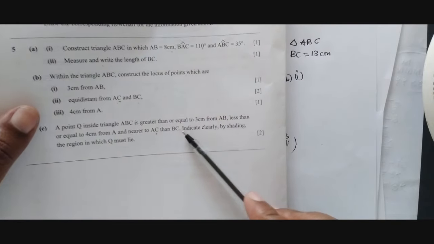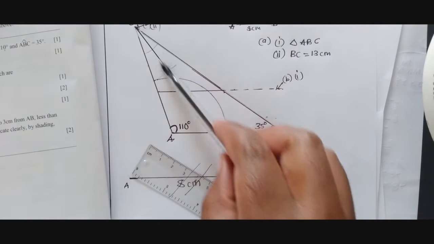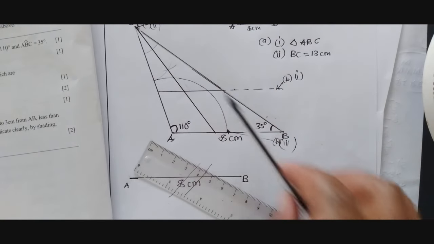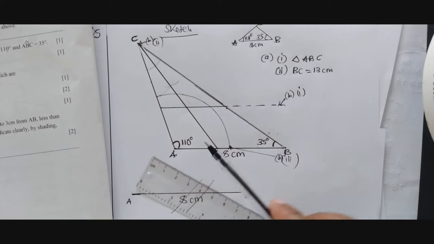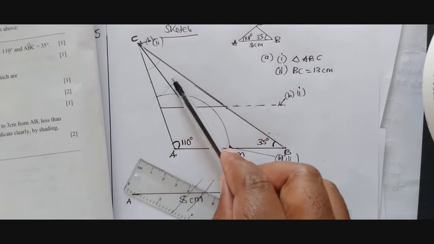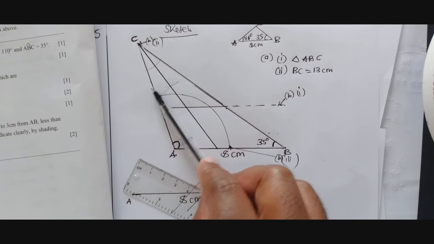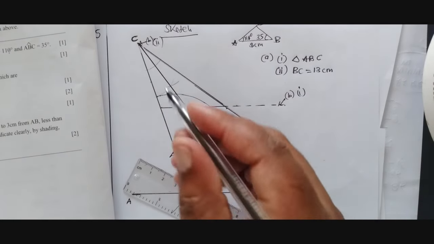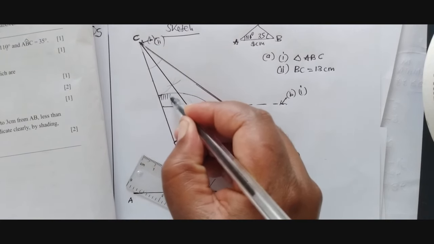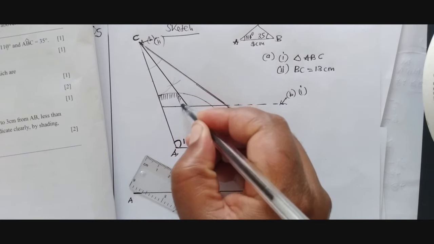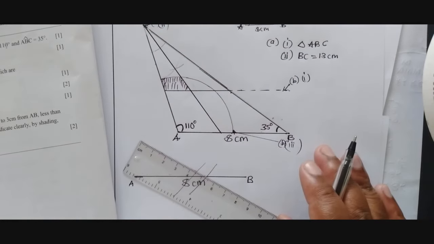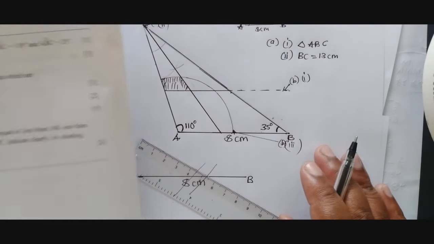Then, nearer to AC than BC. Now, when you have this line, when you're moving here, you're approaching line BC, right? When you're coming here, you're approaching line AC. We are saying it must be nearer to AC than BC. That means the area that we must shade is this one. That is the area that we must shade.